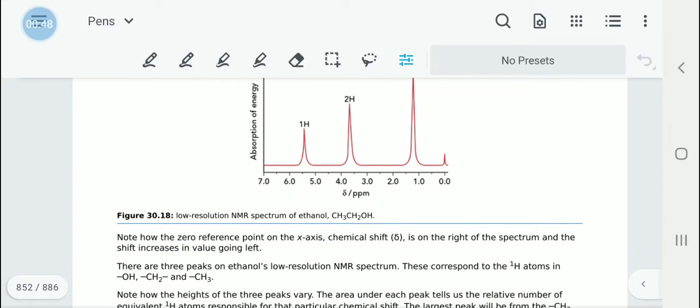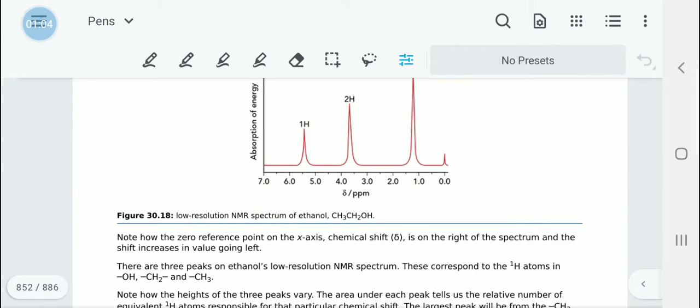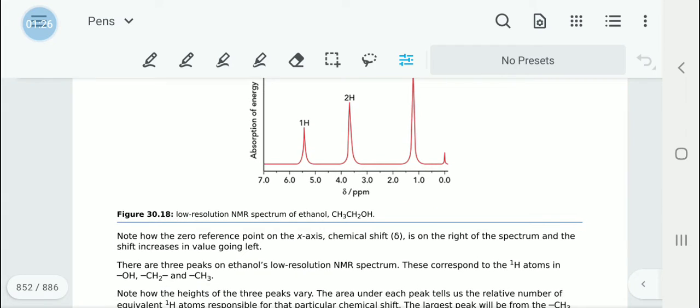What you can see is that the zero reference point on the x-axis is at the far end. It doesn't start at the central point. So the chemical shift sigma is on the right of the spectrum, and the shift increases in value going left, right? So there are three peaks of ethanol: H atoms in OH, that is 1H, then CH2, 2H, and CH3, 3H. So they correspond to those values.